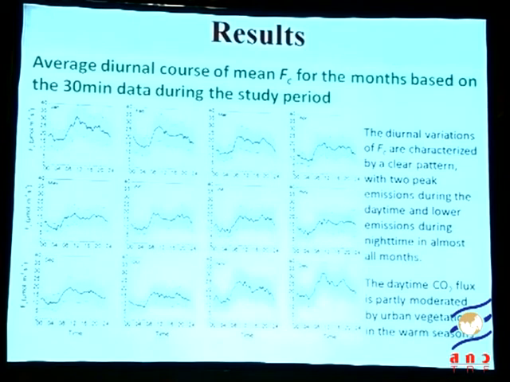The diurnal variation of carbon dioxide is characterized by a clear pattern with two peaks of emission during the daytime and low emission during nighttime. We can also find that the winter emission is larger than in the summertime. The daily carbon dioxide flux is partly mediated by urban vegetation in the warm season. That is, the warm season is related to the rain season, also the growing season, in summer.